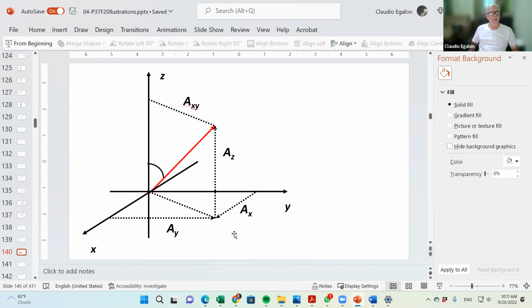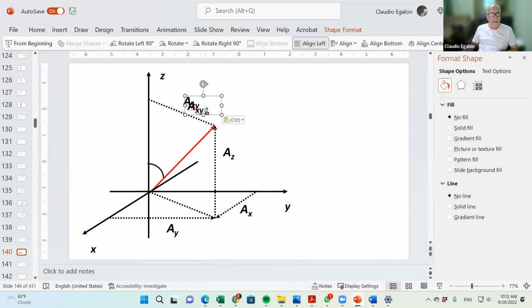It's difficult to draw something in three-dimensional space so that it appears on two-dimensional paper. But we can give it the illusion that this vector here is in three-dimensional space, just like we have software that does that for us. See, we have the vector A. Let me write that down. Here you go. This vector A has components in the x, y, and z axes.